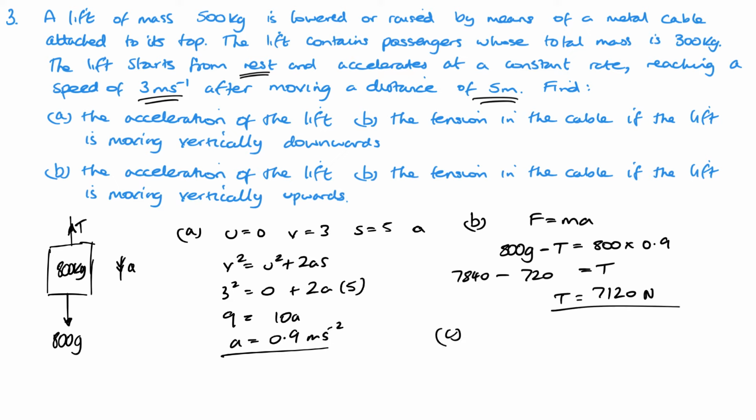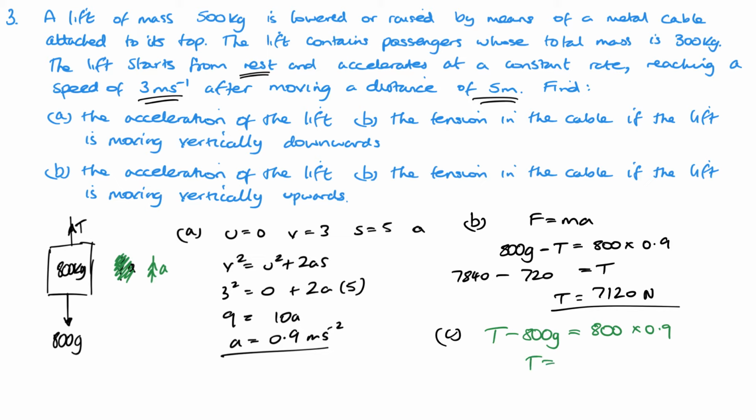Now, for part B, we need to think about the acceleration now moving upwards. So what I'll do is I'll just switch colours here for part B. Now we change this and we want to act upwards. So this time the tension has to be a larger value than the 800G to make it move upwards. We still got a mass of 800 and we still got an acceleration of 0.9.